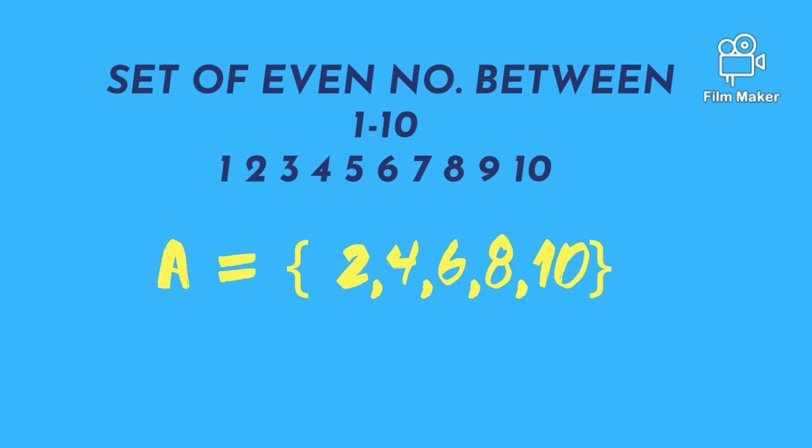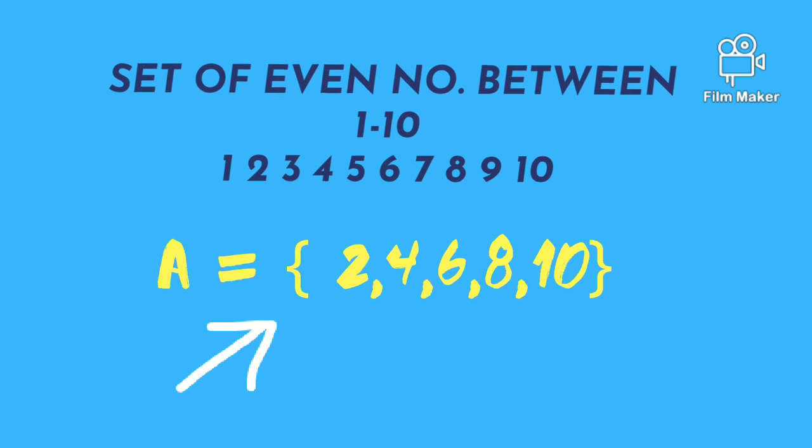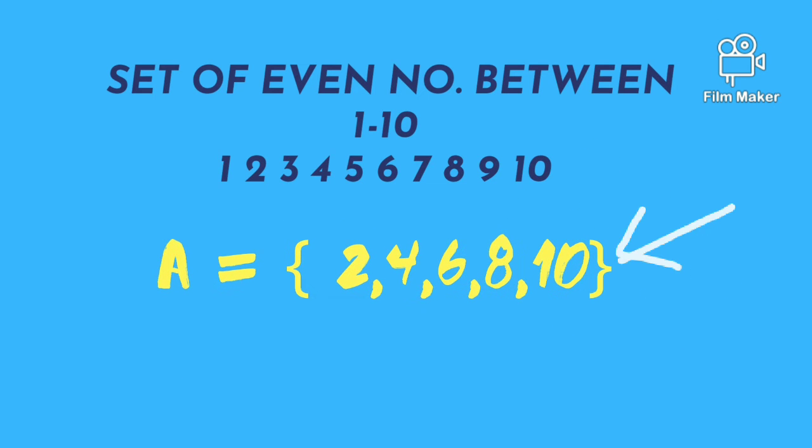So let's take an example. If you were to build a set of even numbers between 1 to 10, it will look like this. Let A be the set. A is equal to, open a curly bracket, 2, 4, 6, 8, 10, close the curly bracket. And all the elements or the numbers within the bracket should be separated by commas. So that is how a set is represented.